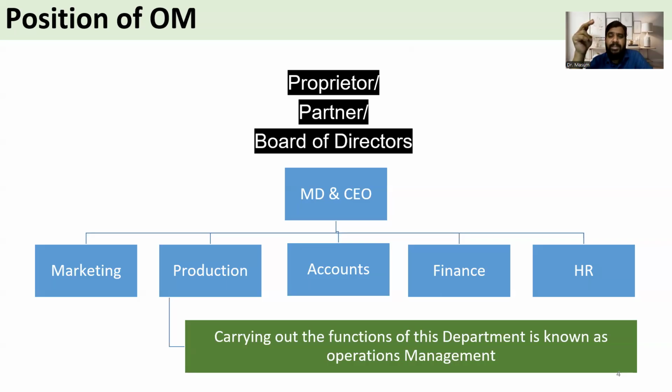And to achieve the set objectives of the company, all managers carry out several common functions. The functions are: planning, organizing, staffing, leading, and controlling. So these five functions of management are equally important for the marketing manager, the production manager, the finance manager, the accounts manager, and the human resource manager of a company. The human resource manager also makes plans, organizes, motivates, leads, and controls.